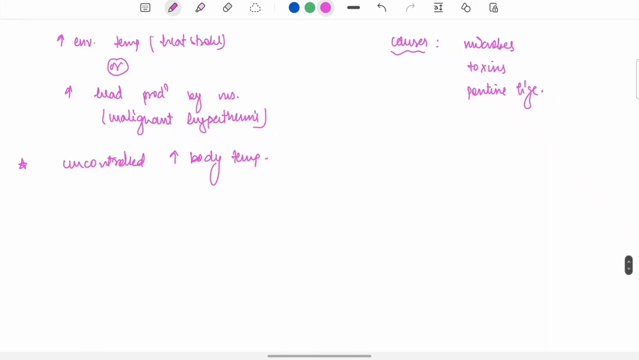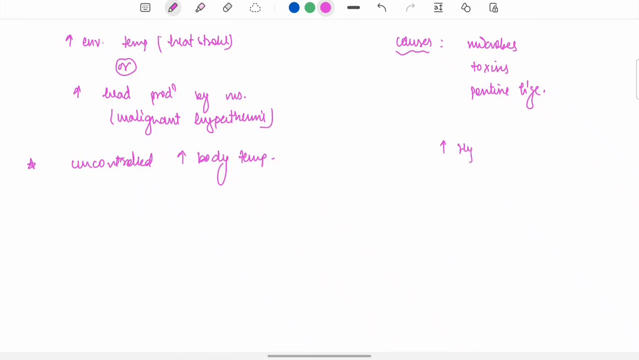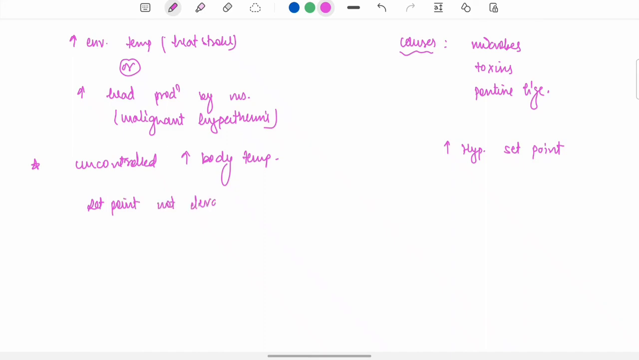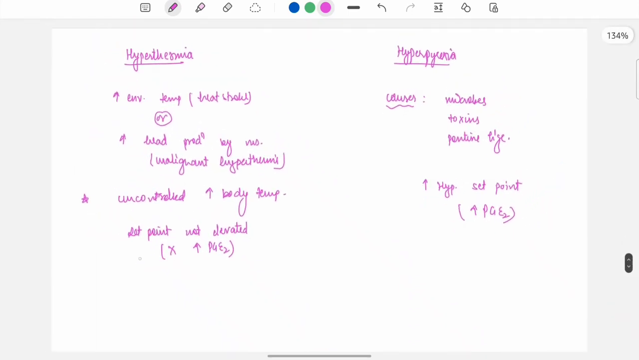Okay. The mechanism in hyperpyrexia is the same as that of fever, that is an increase in the hypothalamic set point. But in the case of hyperthermia, the set point is not elevated. The hypothalamic set point increases when there is an increase in PGE2. In hyperthermia there is no increase in PGE2. Hyperthermia is defined as more than 40.5 degrees Celsius, and hyperpyrexia is more than 41.5 degrees Celsius, or more than 106.7 degrees Fahrenheit.